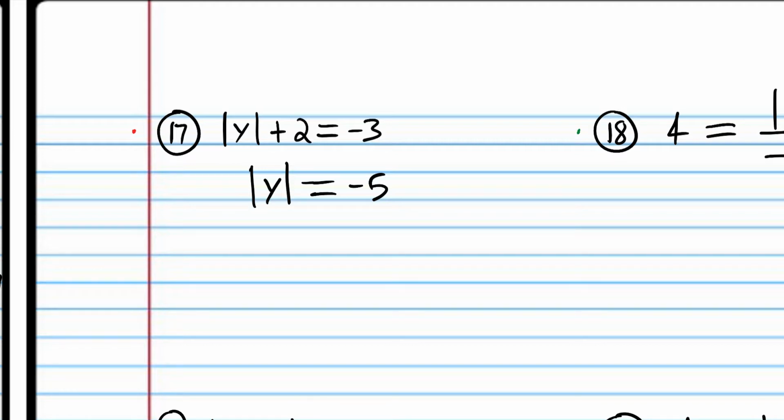Can you see why? Well, remember, let's plug in positive 5 to the equation and see if it works. And what you'll see is it does not work, because the absolute value of 5 is 5, and that's not equal to -5. So if we plug in positive 5, we don't get an answer.